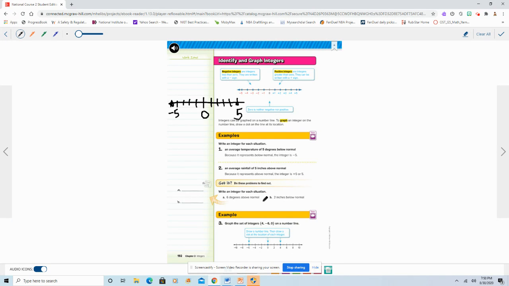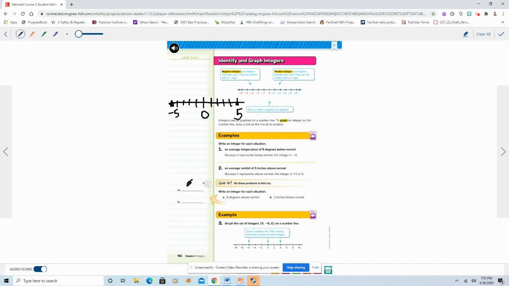Okay, on these two problems, all we're going to do is identify. We're not graphing them. 6 degrees above normal and 2 inches below normal. I'm going to give you a couple seconds. Again, if you need more time than I give you, go ahead and pause. Be ready to answer this when we come back.